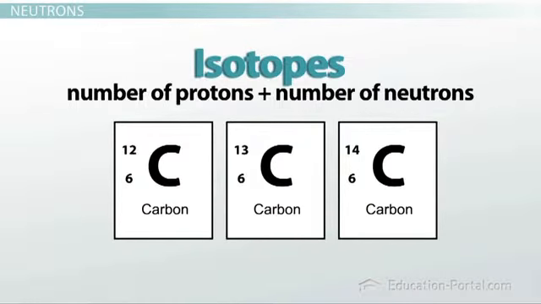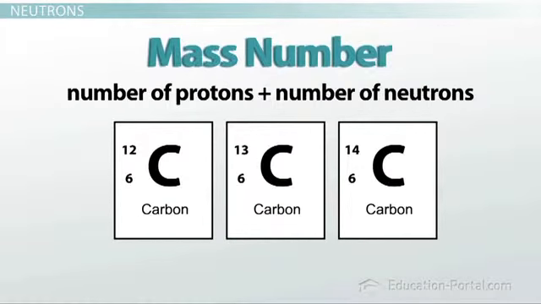The top number equals the number of protons plus the number of neutrons. This is called the mass number. So on the first one, the mass number is 12, indicating that the total number of protons plus neutrons is 12. Below that is the number 6, which is just the number of protons. So how many neutrons does this atom have? If you answered 6, you are correct. You can find the number of neutrons by subtracting the top number minus the bottom number.